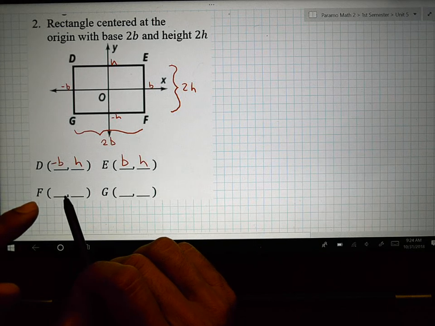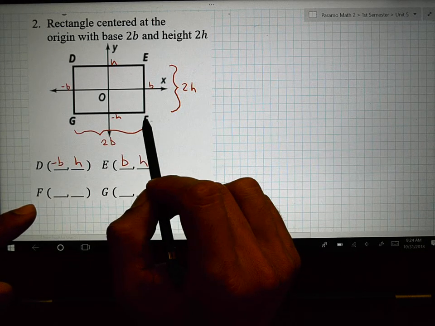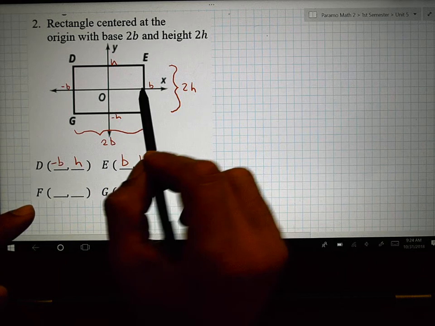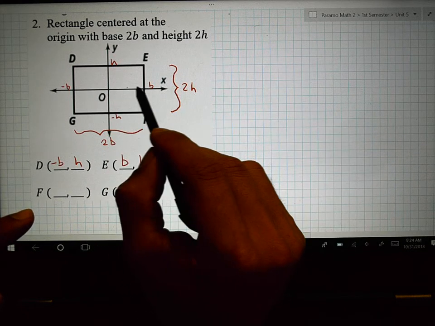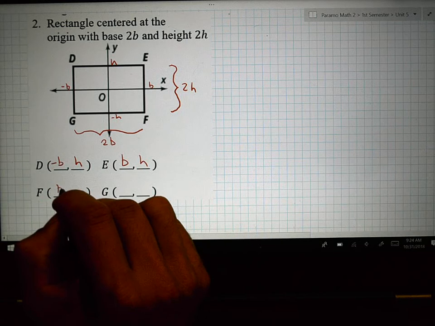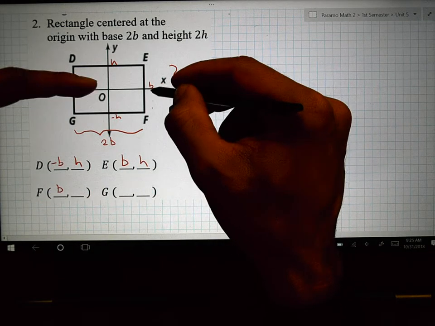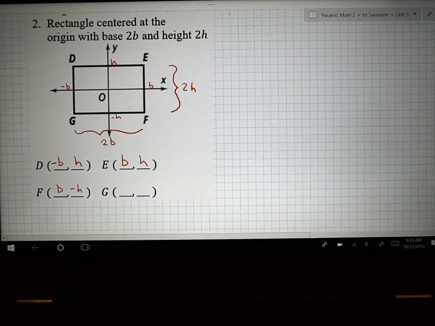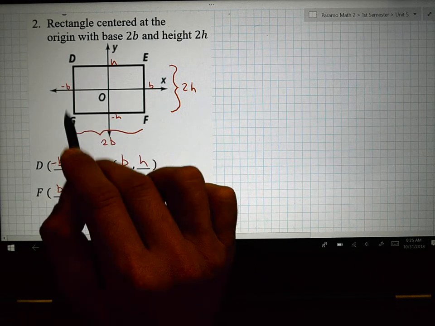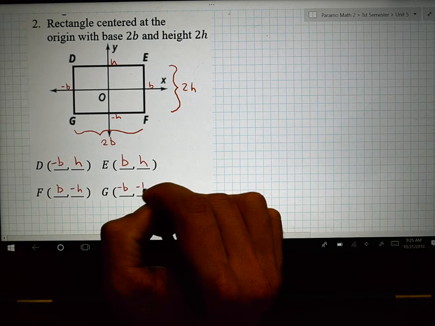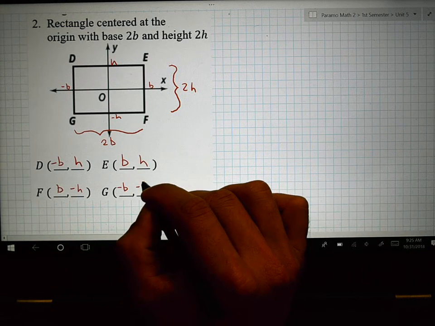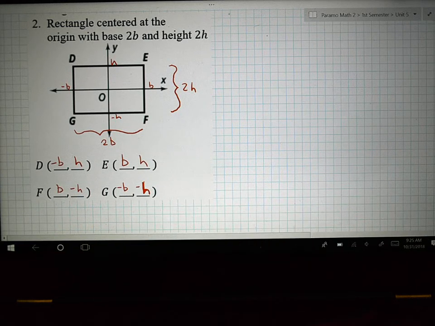Now let's do F. Here's F. I have to go to the x direction first, then the y direction. X direction, I went how far? I went b units. Then I went in the y direction down h units. It's negative h. b, comma, negative h. And G is at negative b, negative h. I hope that makes sense to you. It does to me. And that's how almost all of our problems are going to be. The first three problems are just like this.